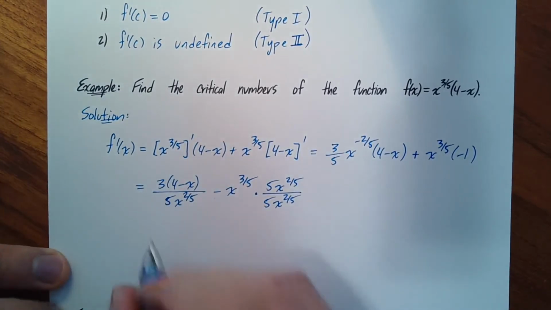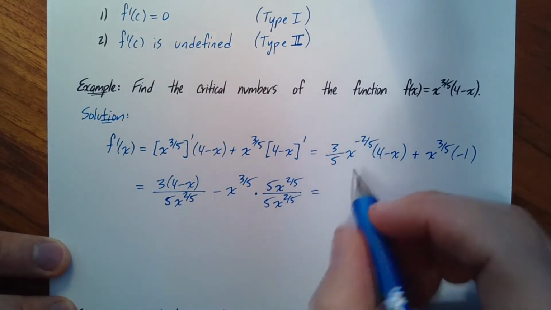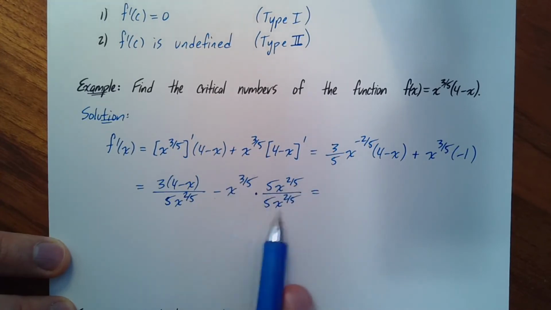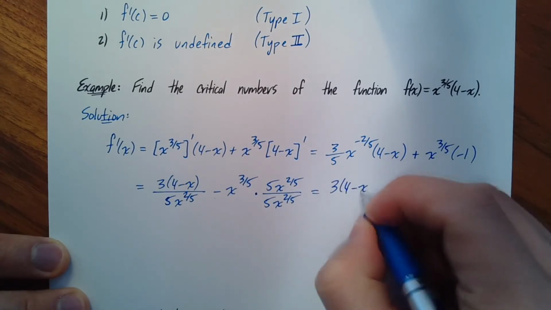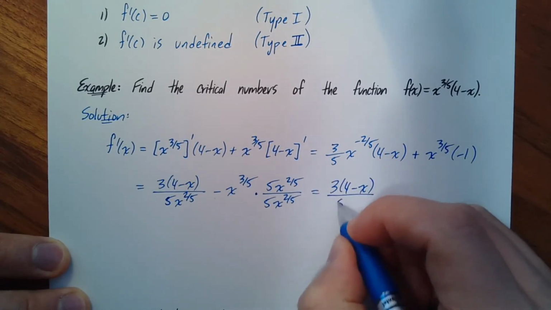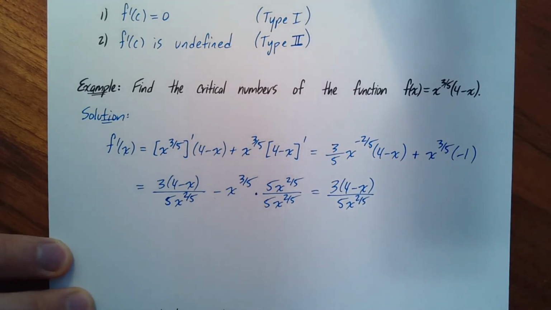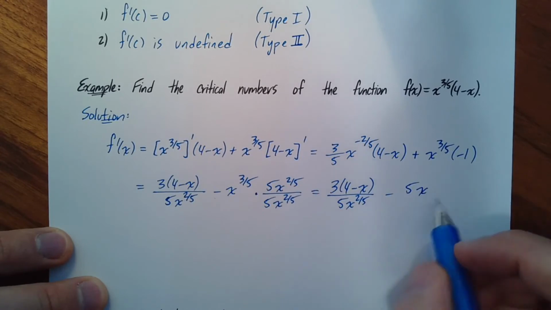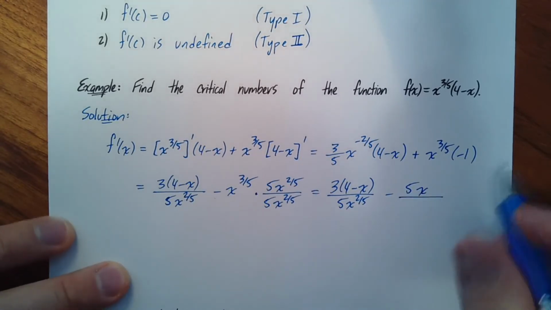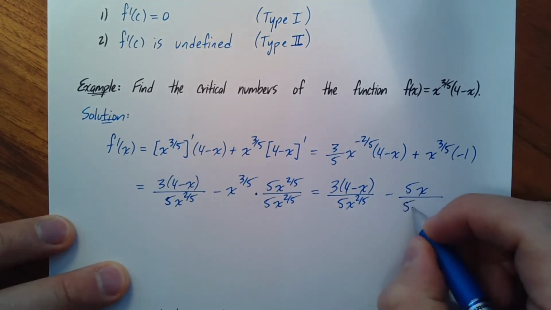Well, this term is not going to change, but this term is going to become a fraction with a denominator of 5x to the 2/5 like we want. So you're going to get, I'll just write it out in detail. So 3 times 4 minus x over 5x to the 2/5. So first term didn't change. Then we're going to have minus 5x divided by 5x to the 2/5.